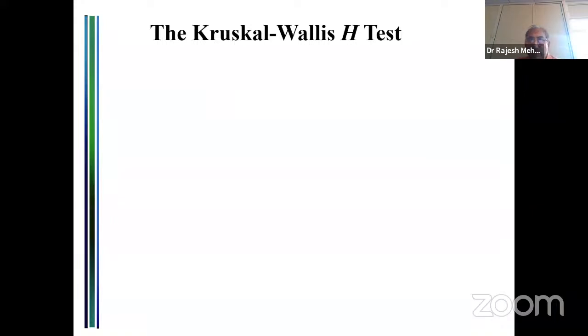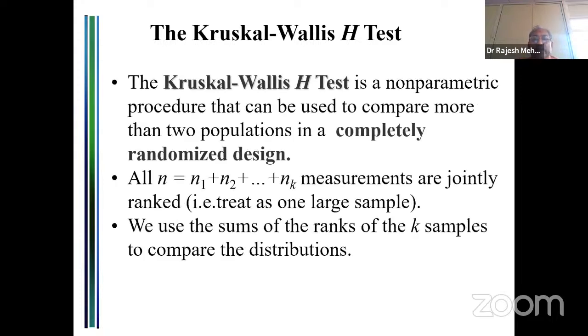This test is known as the Kruskal-Wallis H test. Let the name be bigger, but it is very simple to understand. When we have more than two populations, three, four, five groups, in a random design, and we want to find out whether there is a significant difference or not, at that time we will utilize this Kruskal-Wallis test.